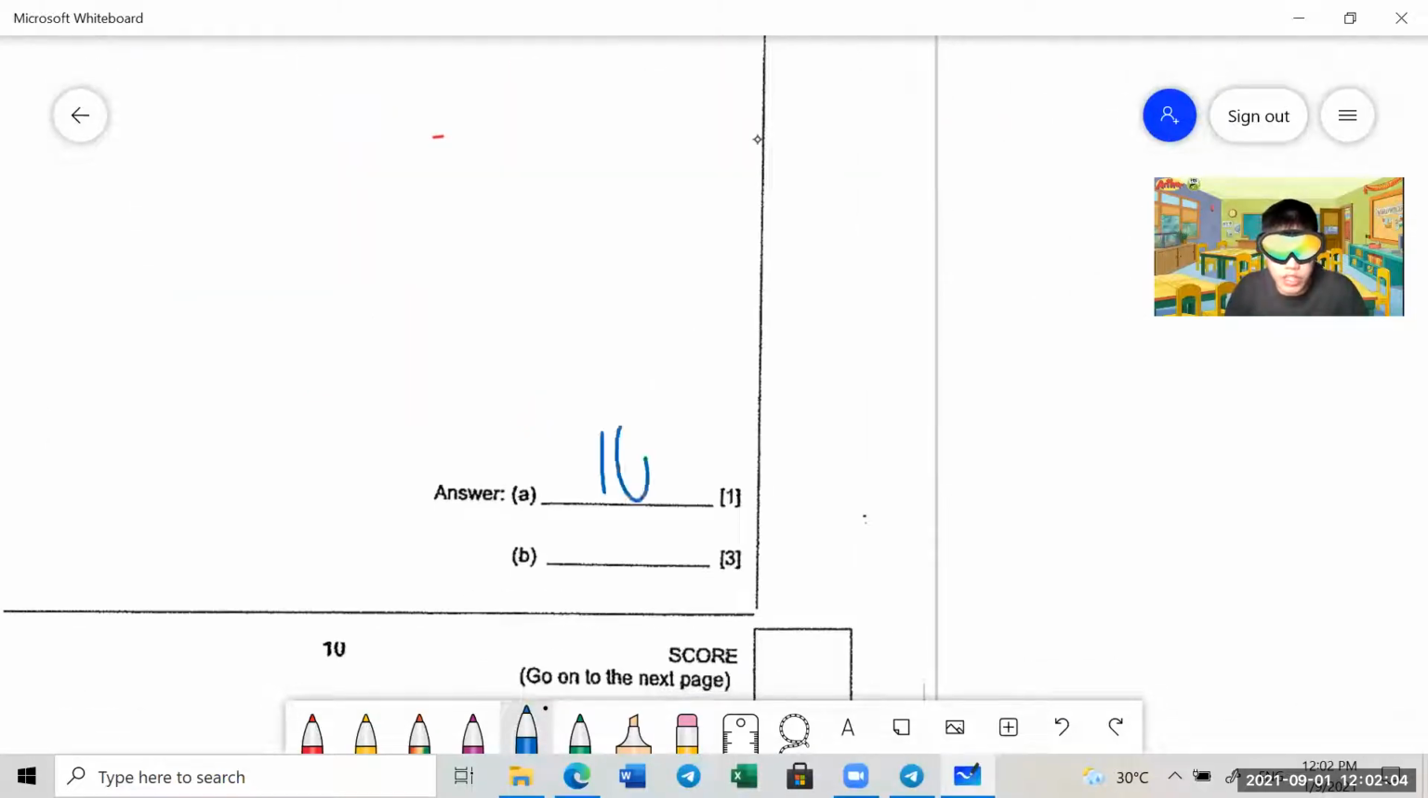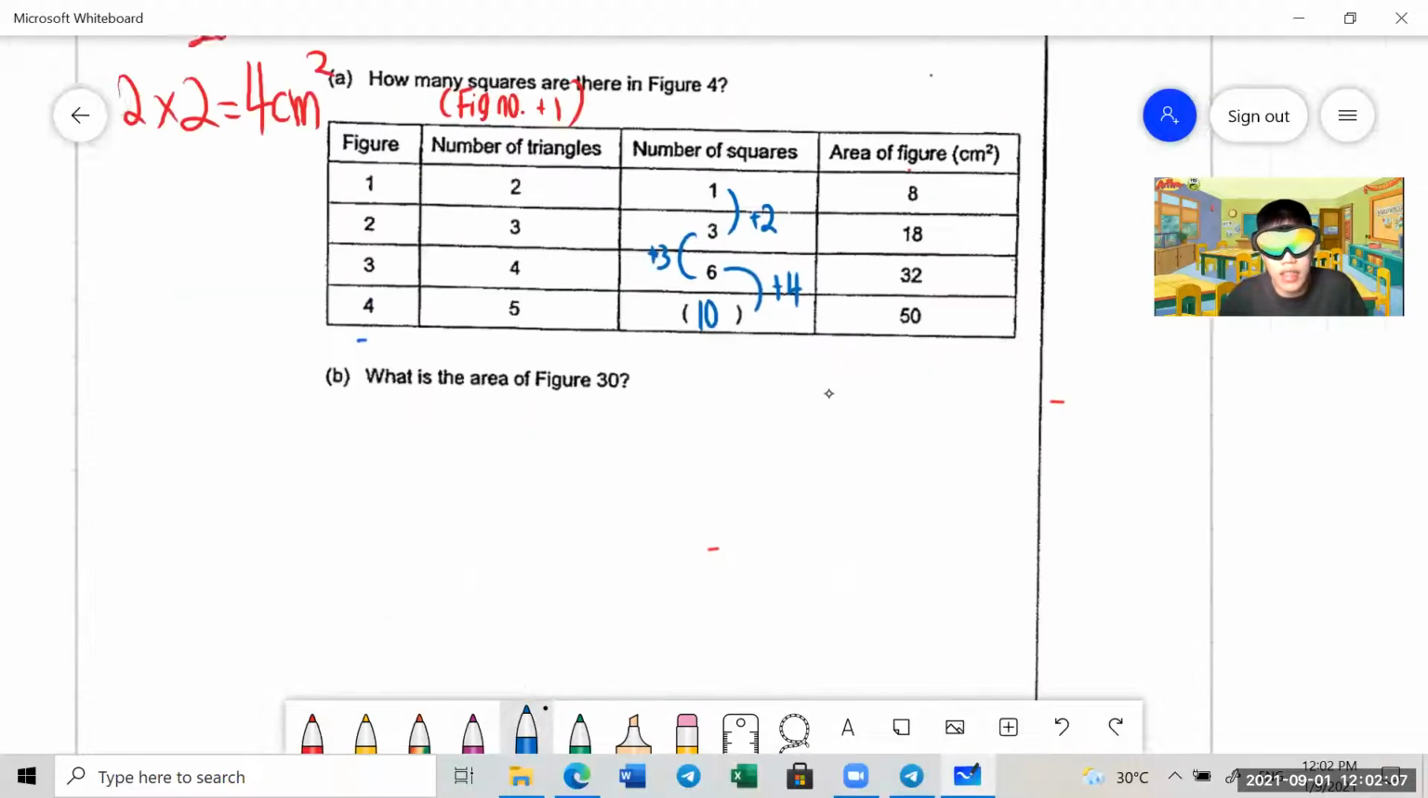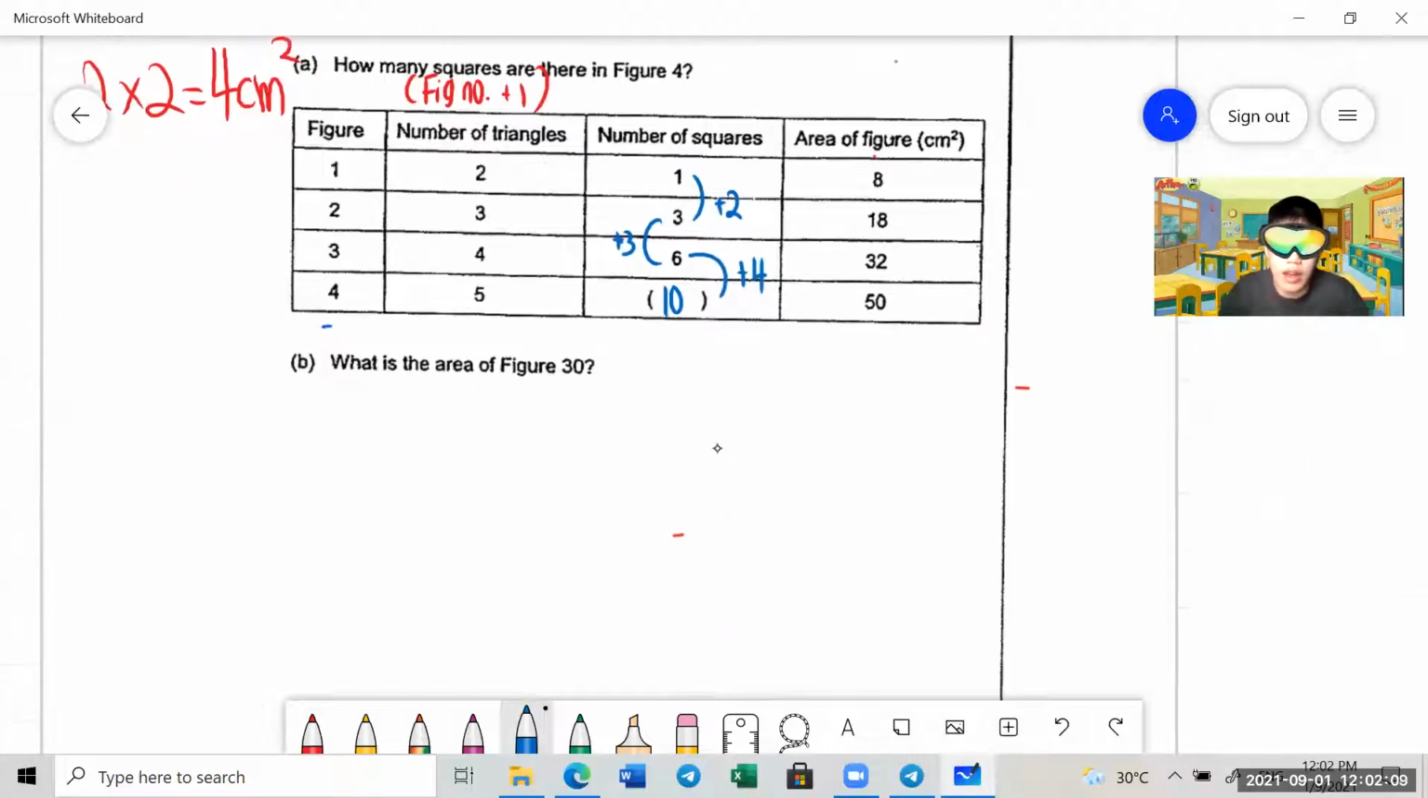So therefore, your answer for the first one, in fact A itself, easily you'll get 1 mark for that. It's actually 10. 10 what? The number of squares equals 10. Now, after that, we move on, and then we look at B.